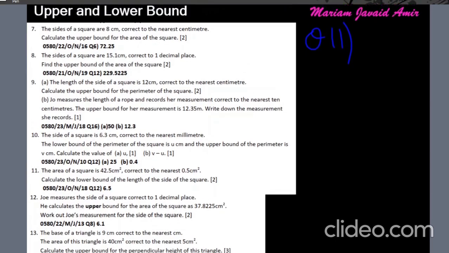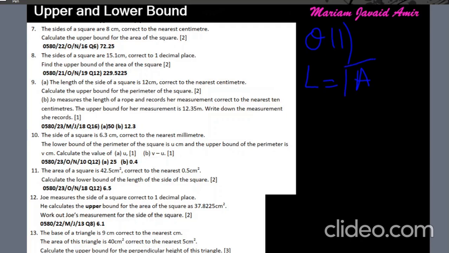The area of the square is 42.5 centimeters square, correct to the nearest 0.5. Calculate the lower bound for the length of the square. Okay. So the length formula is area divided by width. No, in fact, the length is simply the square root of the area in the case of a square.